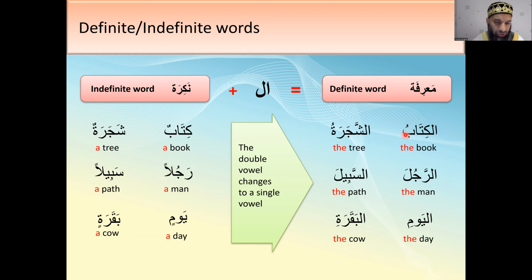Yeah? This is just for you to appreciate it. If I was to say al-kitabun, then I'm saying it wrong. I'm breaking the rules of grammar. Because the rule of grammar is whenever there is an al, then the ending can't be double. The ending has to be single. So if I said al-kitabun, I'm saying it wrong. You know what it means, but I'm saying it wrong. Get it?